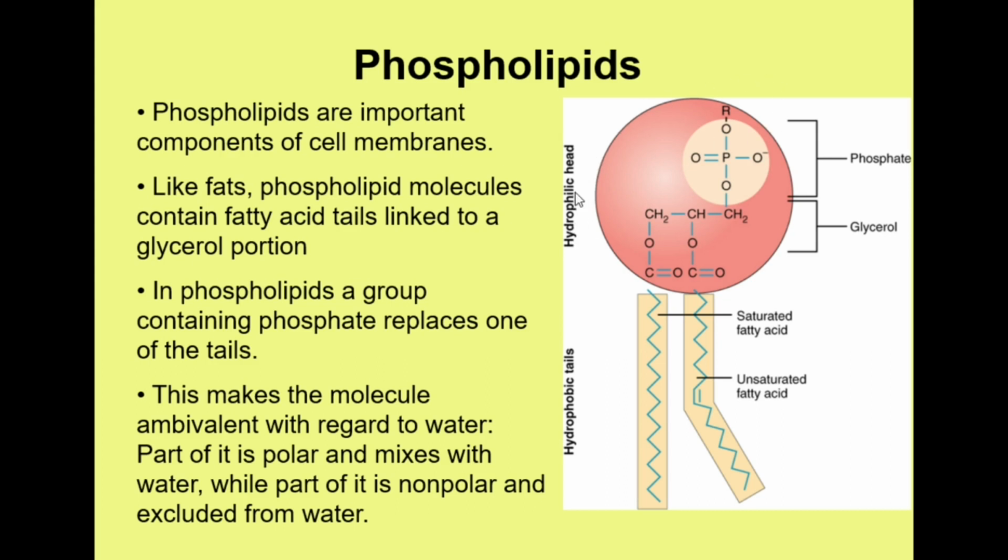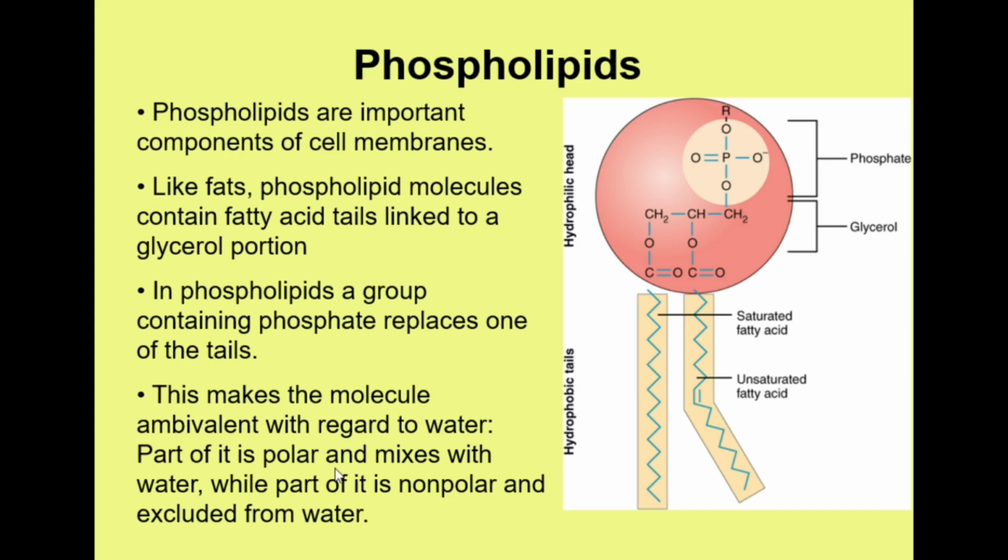That's why you can see this surrounded by this red ball, and then you've got the tails here. So what we end up with is a molecule that is half hydrophilic, so water loving, and half hydrophobic, water hating. And this is what we call amphipathic. It's a molecule that has both hydrophobic and hydrophilic properties. So this makes the molecule ambivalent with regard to water.